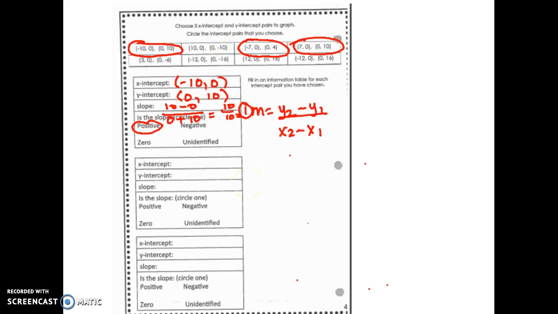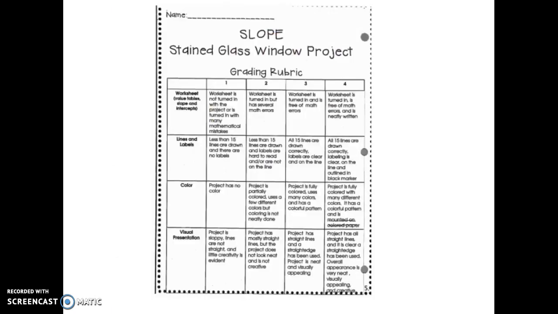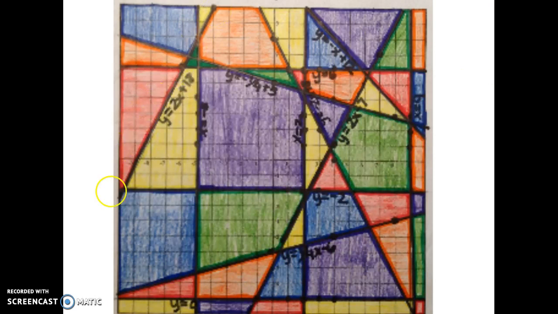So altogether, you should have 15 lines on your graph when you finish. You'll probably do them first in pencil, and then when you're done in pencil, you're going to go back and write over each of the lines, and you're going to write the equation of each of the lines. You only need to write it one time. You want to put a black line over it so it can show you the different lines. And then you're just going to color in the different areas like a stained glass. So that's really all you're doing. Don't overthink it too much. It's really just getting you experience with graphing lines.